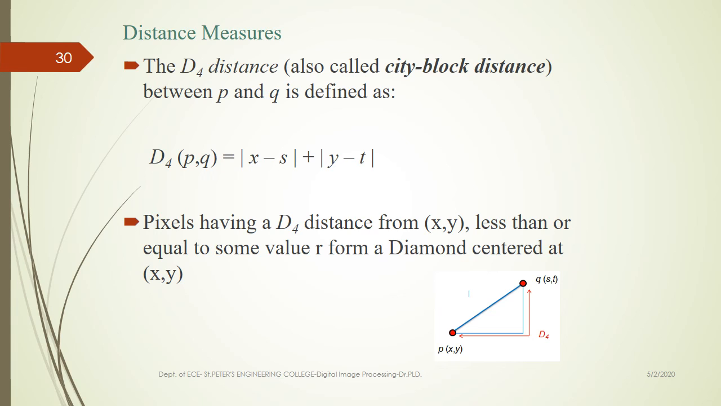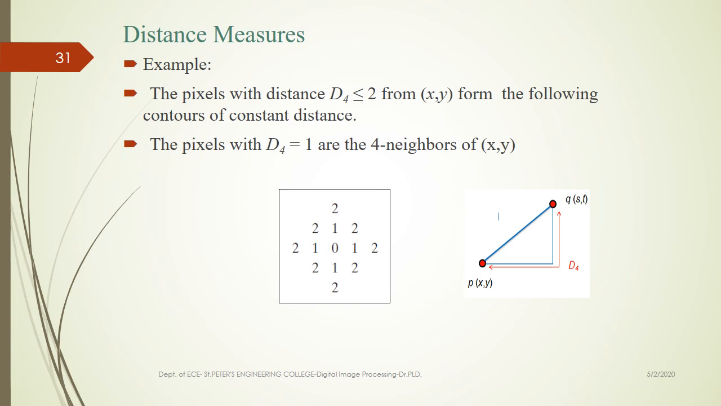So D4 of PQ is equal to mod of (x minus s) plus mod of (y minus t). That gives the distance between P and Q through this path, called D4 distance or city block distance. Pixels having D4 distance from (x, y) less than or equal to some value r form a diamond centered at (x, y). If you observe this particular distance, it forms the diamond shape, with the following contours of constant distance.